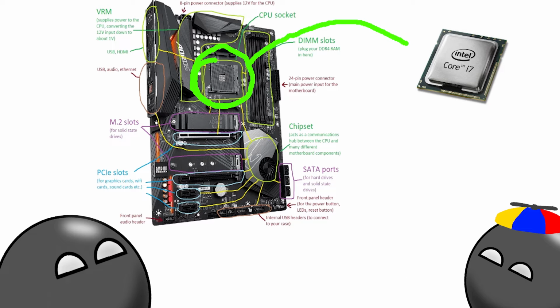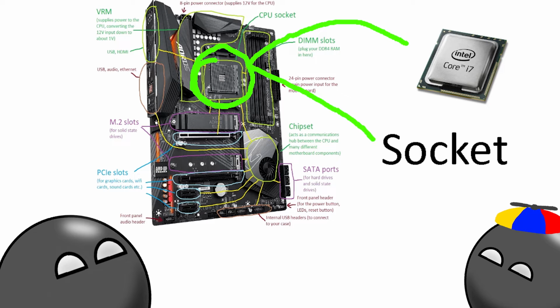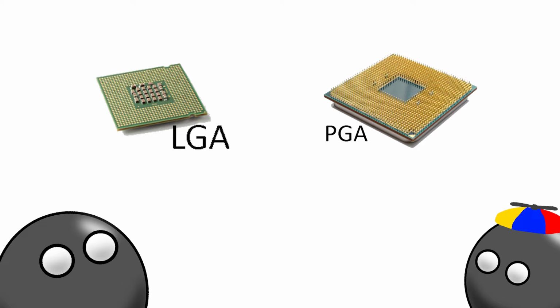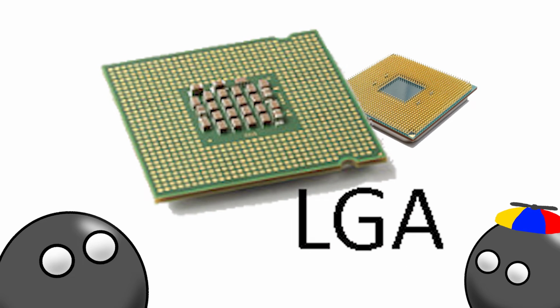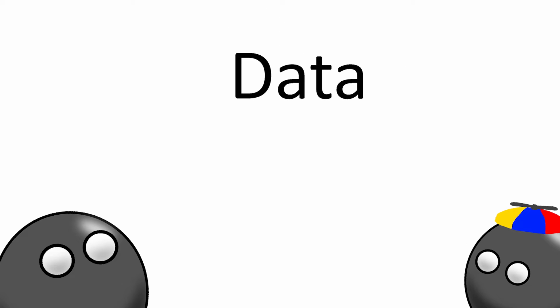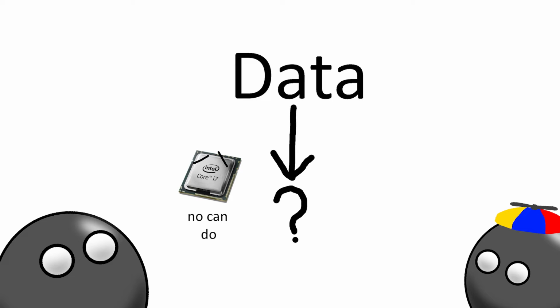So, the CPU goes right here, in the socket. By the way, there are two types of socket, LGA and PGA. What are those? So basically this is PGA and this is LGA CPUs. I see. Okay, so next up comes a question. We processed the data, but where do we store it? The CPU doesn't have enough storage to hold it, so what do we do?